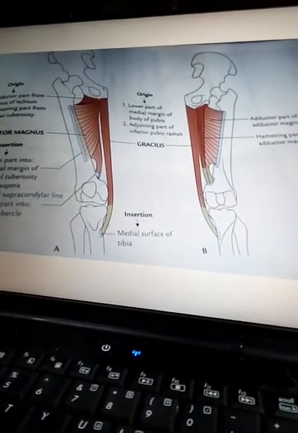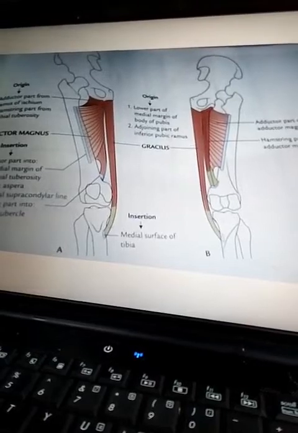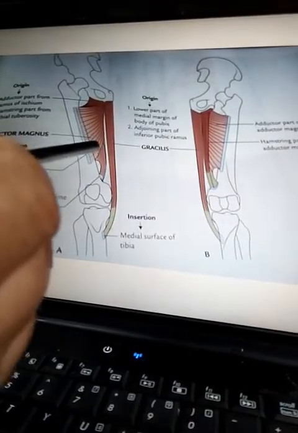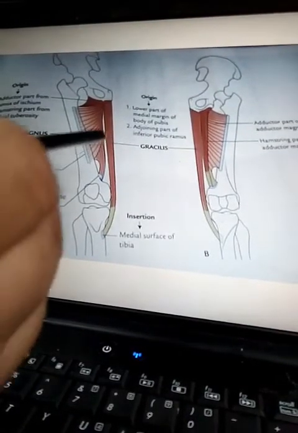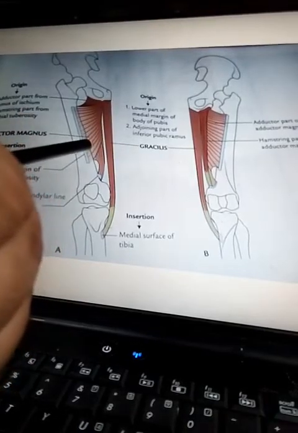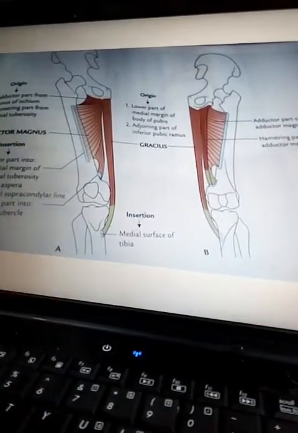It is supplied by the anterior division of the obturator nerve. Now actions, it adducts the thigh. In addition, it is a flexor of the knee joint and medial rotator of the leg.